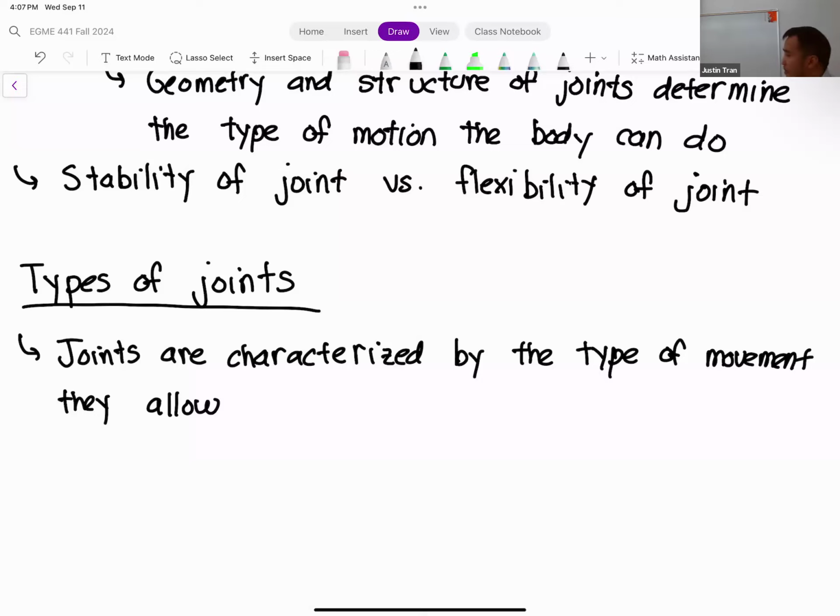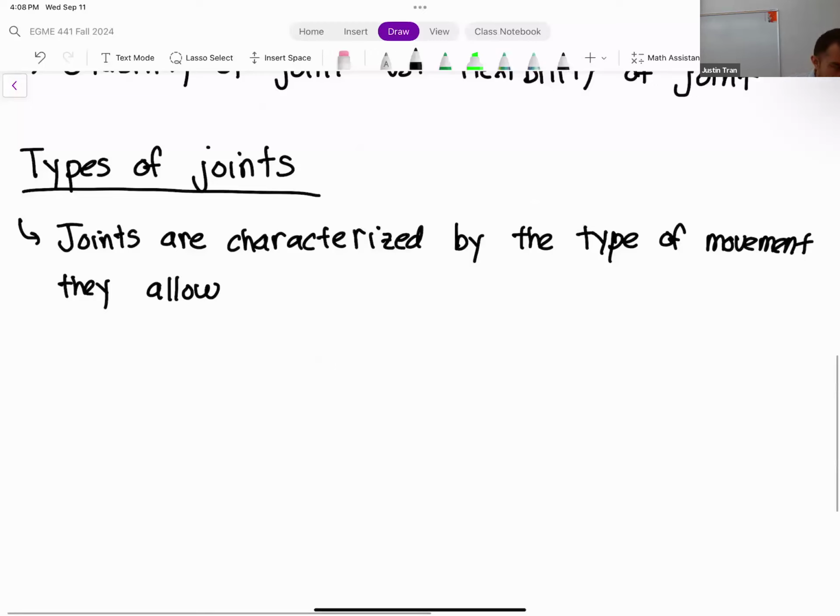So there are some joints in the body that allow basically no movement at all. There are a lot of connections between bones in your body that really don't allow any movement, versus joints that allow a huge range of motion, like your shoulder joint. Okay, so let's go from least mobile to most mobile. The least mobile joints in your body are called the immovable joints.